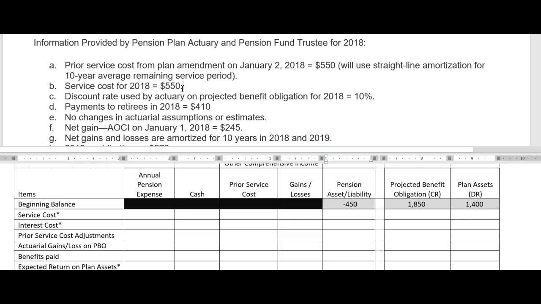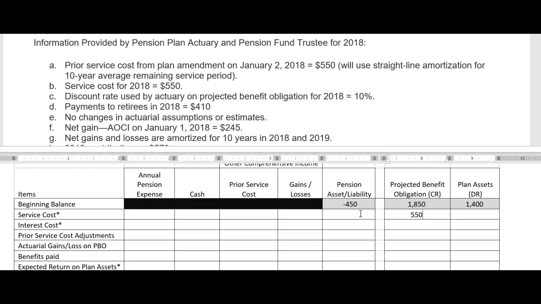Again, the service cost is because one additional year has passed. In other words, our employees have worked one more year, so therefore they've gained or acquired one more year of benefit in the future. So that costs money to us. So how does that impact our overall pension? Well, that increases our obligation. It's telling us, hey, we now owe them one more year. So we're going to credit the obligation because we owe more money. So notice it's a credit account, we owe more.